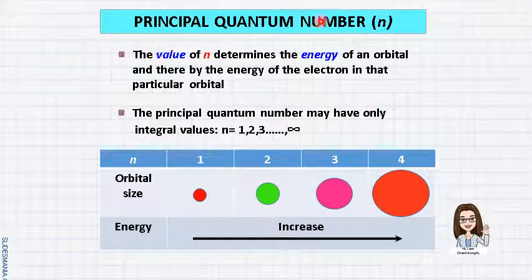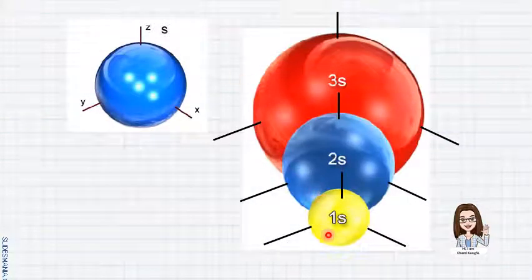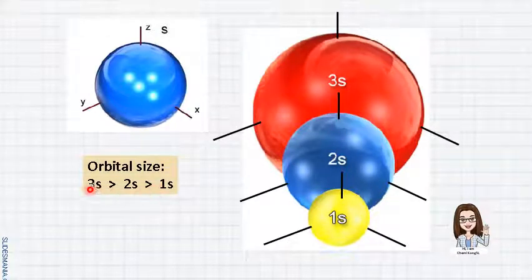Let's look at the principal quantum number n. The value of n determines the energy of an atomic orbital, and thereby the energy of the electron in that particular orbital. Normally it starts from n equal to 1, 2, 3 until infinity. Besides energy, the orbital size also increases when the n value increases. You can check based on this diagram: the size of 1s, 2s, 3s, 3s is the largest one. So the size of 3s is bigger than 2s.